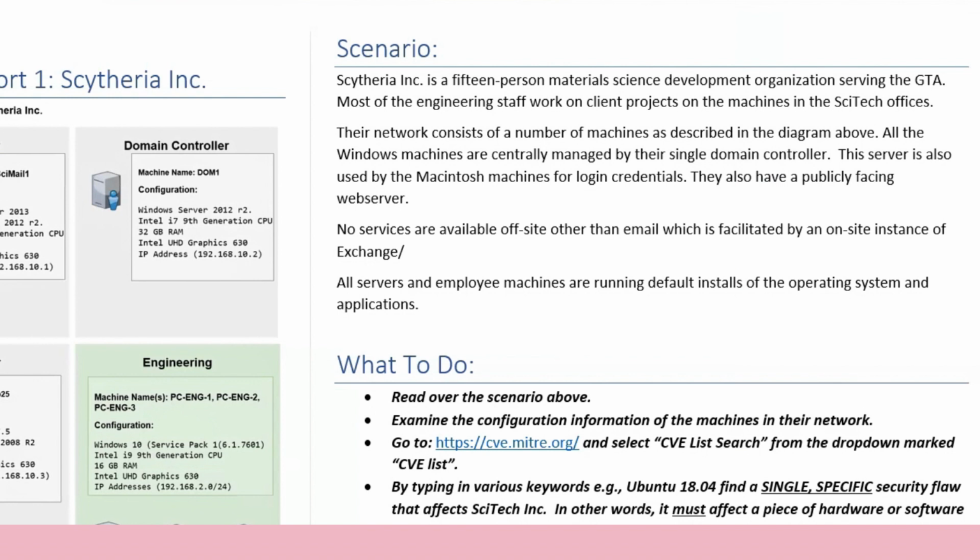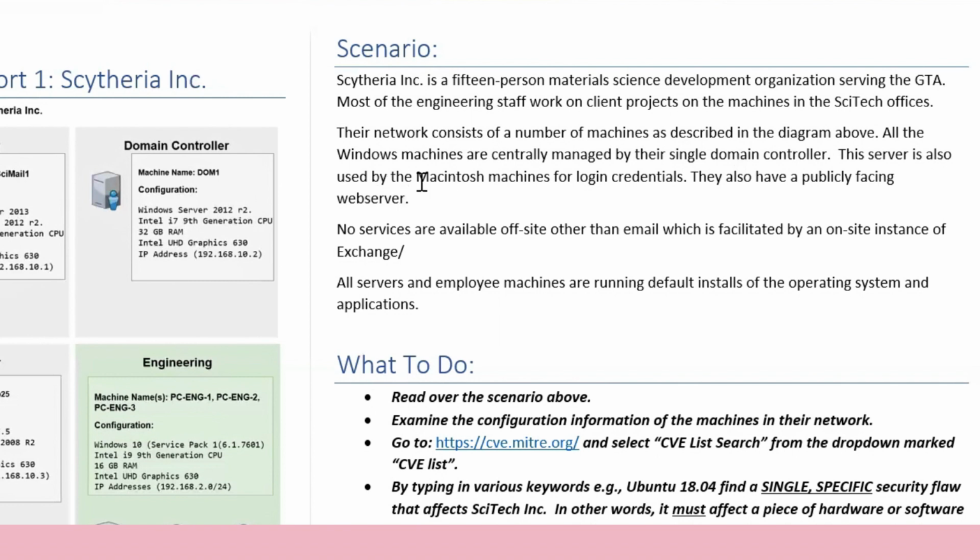So Cyteria Inc. is a 15-person materials science development organization serving the GTA. I don't know what GTA is, but most of the engineering staff work on client projects on the machines in the SciTech offices. Their network consists of a number of machines as described in the diagram above. So we have diagrams. All the Windows machines are centrally managed by their single domain controller. At this point, people need to understand what a single domain controller is, but we'll get to that point.